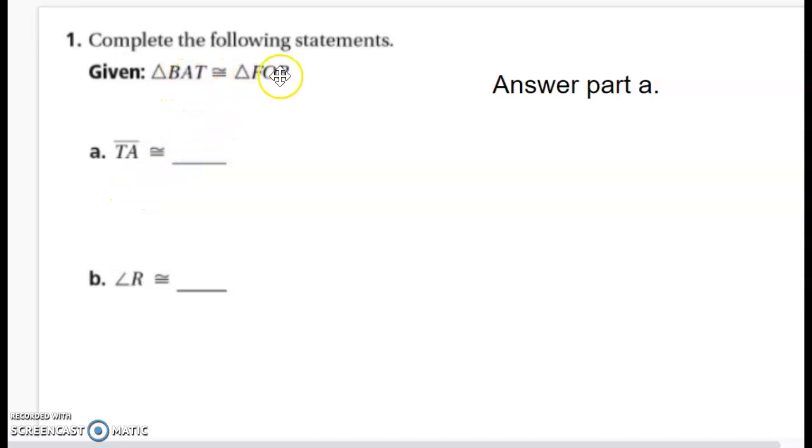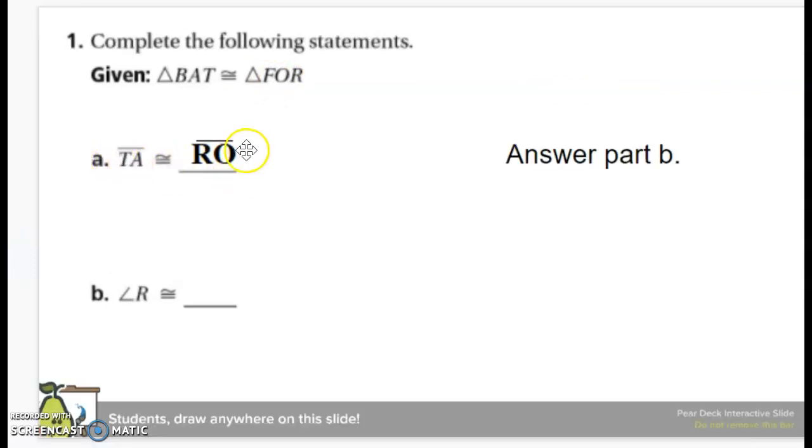So BA would be congruent to FO, AT would be congruent to OR, BT, that's the other one, would be congruent to FR. Well, TA is listed backwards. It's T and then A, but all I have to do is match the T with the third term, which is R, and the A with the second term, which is O. So TA is congruent to RO.